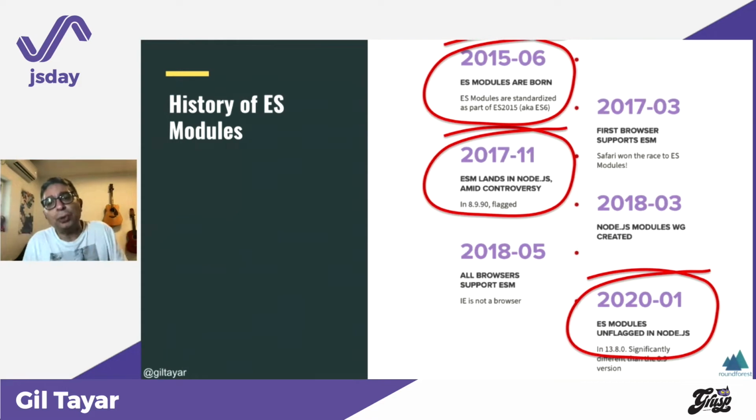But Node.js always used CommonJS. And the first time ESM landed in Node.js was November 2017, so 2.5 years after they came in ES6. And there was lots of controversy and nobody used them. And they had to go through a redesign phase. And in January 2020, ES modules landed unflagged in Node.js.